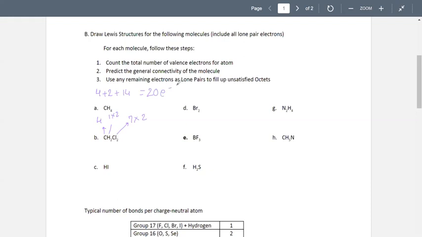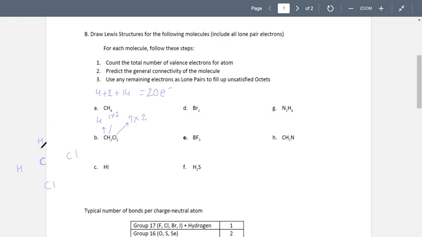Is that right? Yes, okay. So we're going to put carbon in the middle. And we know that hydrogen cannot be in the middle. Similarly, chlorine cannot be in the middle. And we know carbon needs 4 bonds. So we're going to put 1 hydrogen here, 1 hydrogen here, and I'm going to put 1 chlorine here and 1 chlorine here.